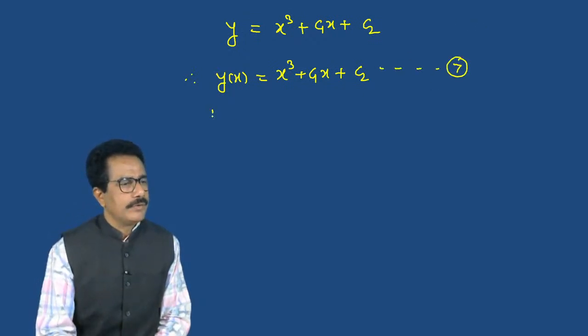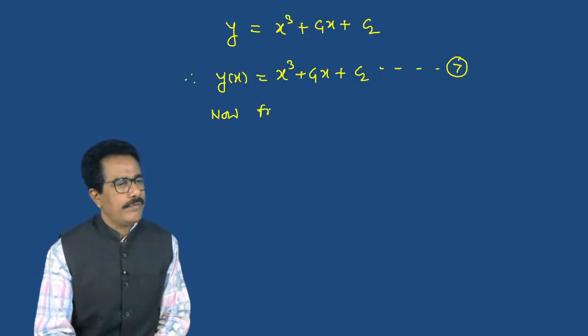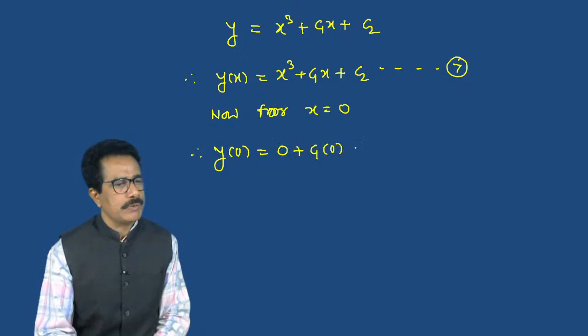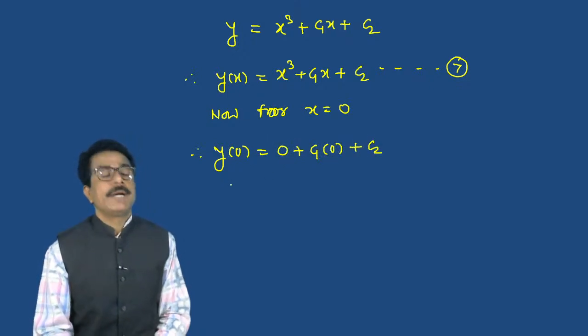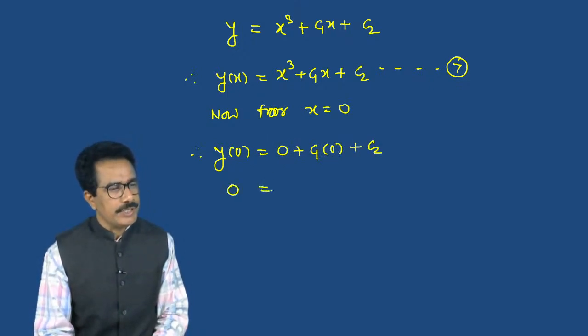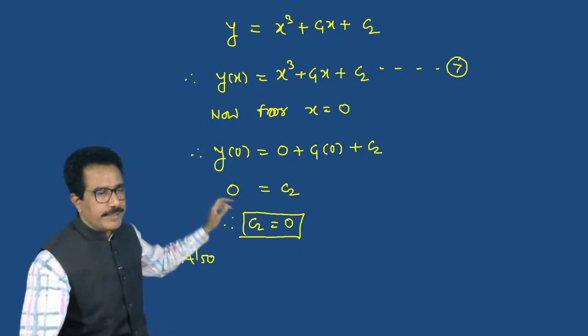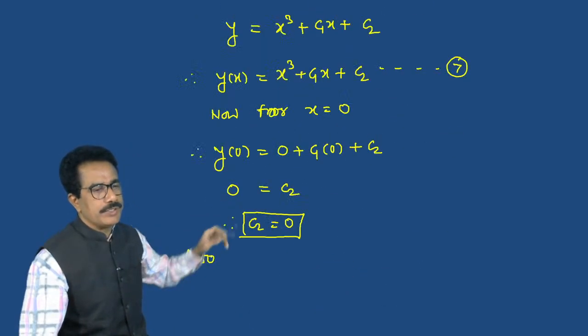Now for x is equal to 0, y of 0 is equal to 0 plus c1 into 0 plus c2, but y of 0 is given as 0, so 0 is equal to c2, therefore c2 is equal to 0. Also this is the first extreme condition, y of 0 is equal to 0.